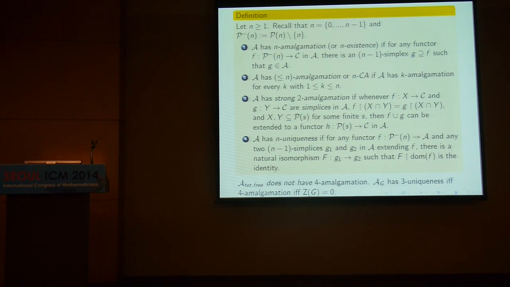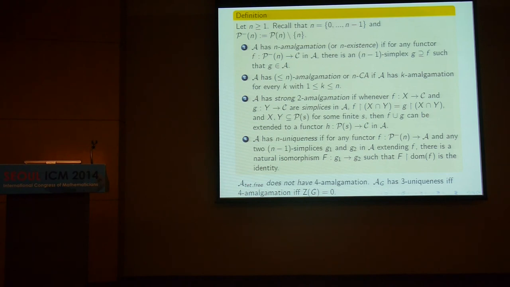Okay, so A has n-amalgamation if, say, P minus of n, where P of n is the power set of n ordered by inclusion, and P minus of n is where you take out the largest element as a partially ordered set, can be completed into the power set of n, which is an n-simplex. That is an amalgamation. So, for example, 3-amalgamation: three edges can be amalgamated into one triangle, right? Then it is 3-amalgamation. 4-amalgamation is given, say, compatible four triangles can be amalgamated into one tetrahedron. And n-amalgamation, or less than or equal to n, means one up to n-amalgamation.